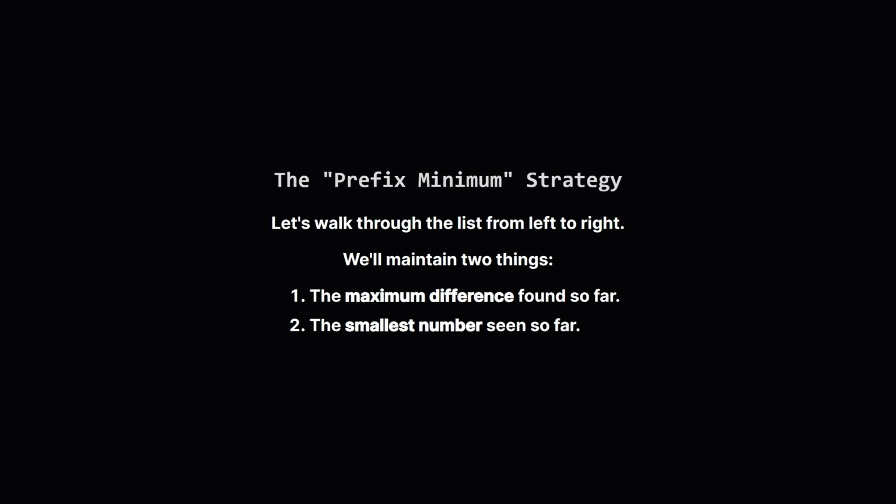We'll go through the list just once. As we move along, we'll use a variable to remember the smallest number we've seen up to our current position. Let's call it the prefix minimum. Then, at each new number we visit, we'll do one of two things.